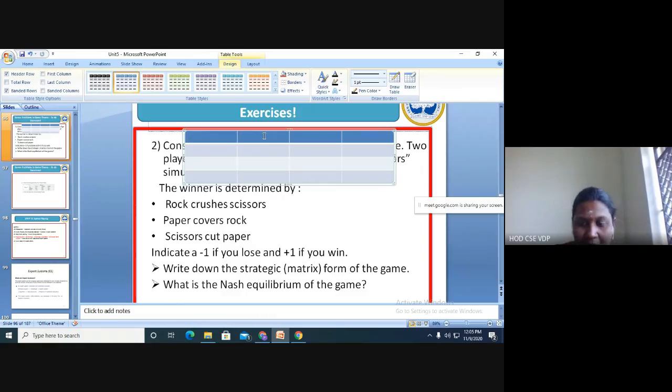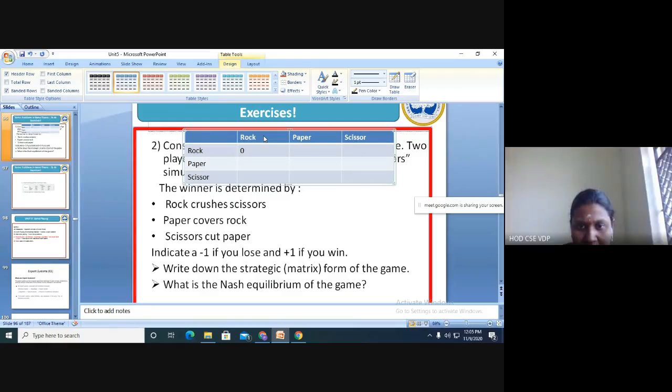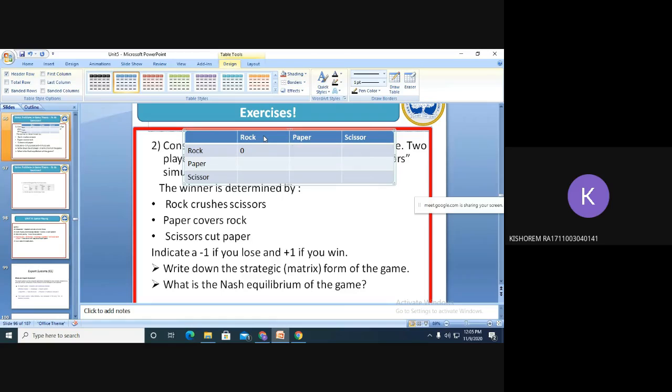Okay, so this is player B: rock, paper, scissor. Similarly for player A also: rock, paper, scissor. So rock and rock, probably you said one, is it? No, actually no points, ma'am. Neutral. Okay. Rock and paper, who gets the point? Paper, ma'am. 1 point for paper.